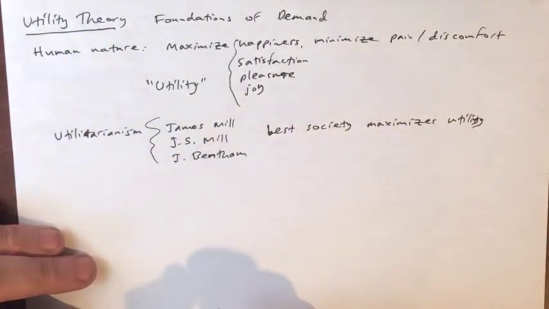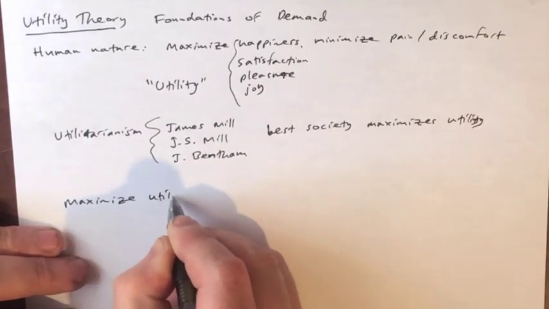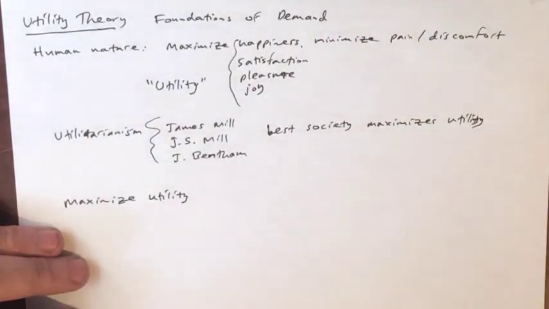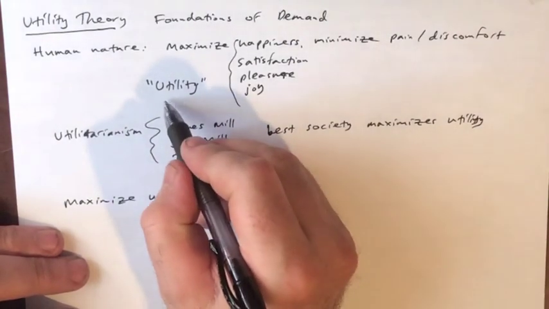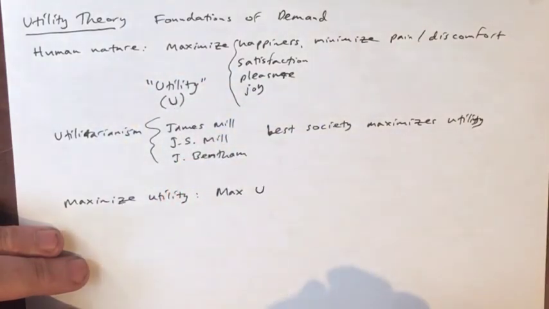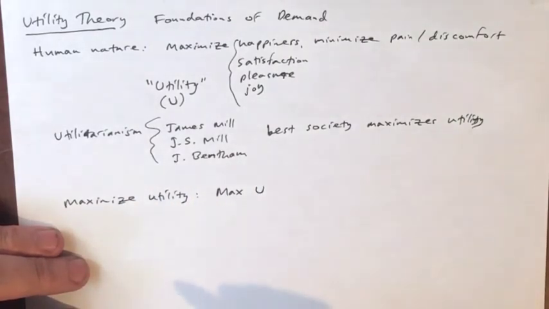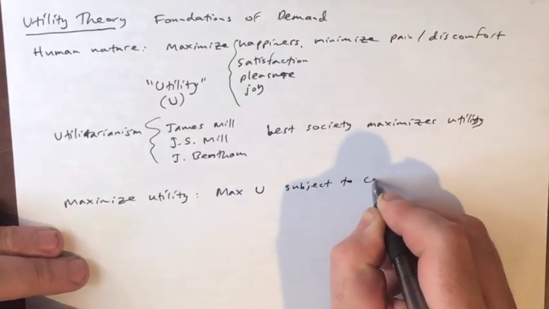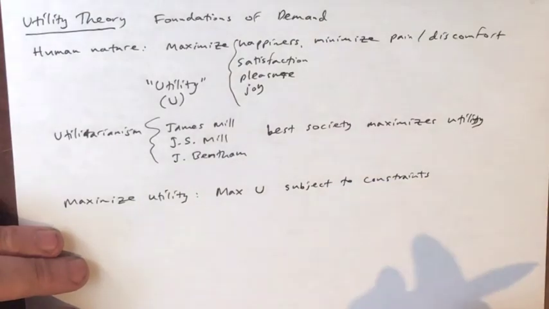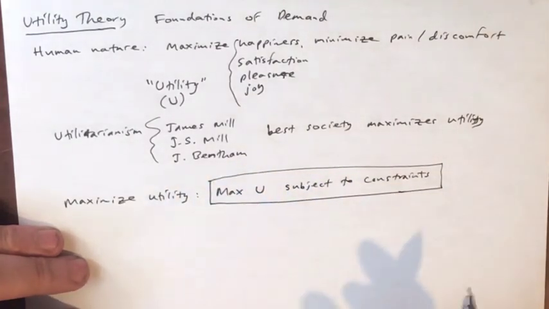Let's take this and restate this idea. Maximize utility. We will put this in terms of its mathematical formulation. We will call it max U. We will use the symbol U to stand for utility. And when we say maximize, we mean that in the mathematical sense. That is, if there is a function, we want to determine its absolute maximum level. And human beings are always doing this subject to the constraints that they face. That is a summary of human nature: maximize utility subject to constraints.